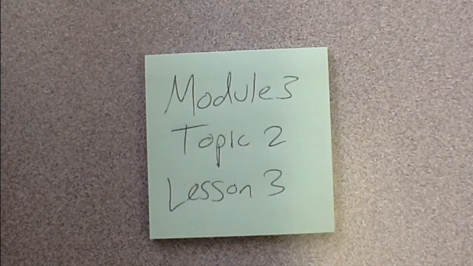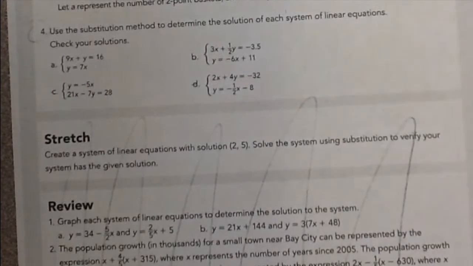We're on Module 3, Topic 2, Lesson 3. We will be doing M3-92, chess number 4. They don't give you much room, so if you want to grab some scratch paper, that might be a good idea. It says, use the substitution method to determine the solution of each system of linear equations and check your solution. So we're just solving these algebraically.